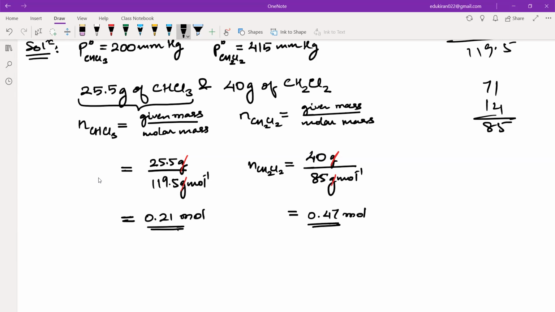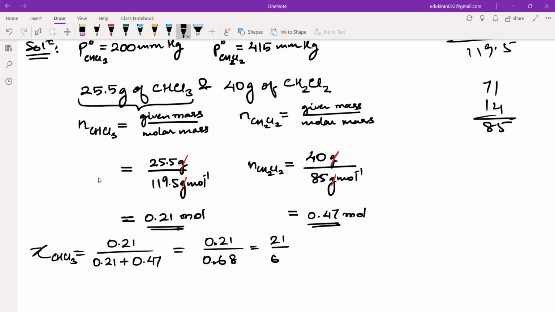now from these values you can easily calculate the mole fraction of CHCl3, which will be equal to 0.21 divided by 0.21 plus 0.47. ठीक है, चलिए कैलकुलेट कीजिए इसको. 0.21 अपॉन 0.68, इसके बराबर आ जाएगा 21 अपॉन 68. अब आप लोग कैलकुलेट कर लीजिए 21 अपॉन 68.